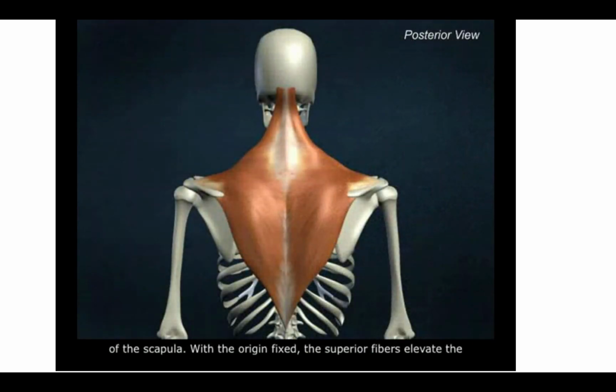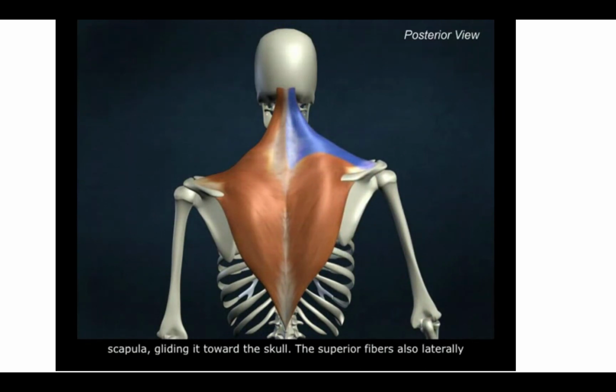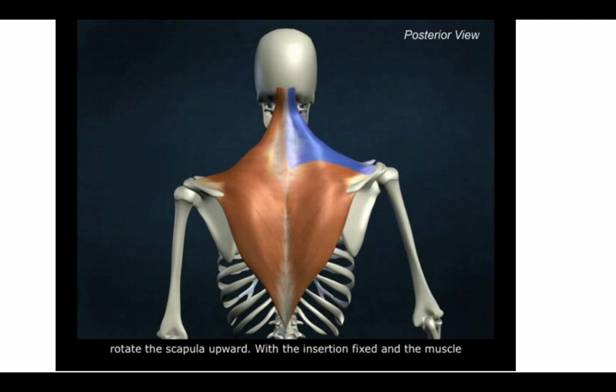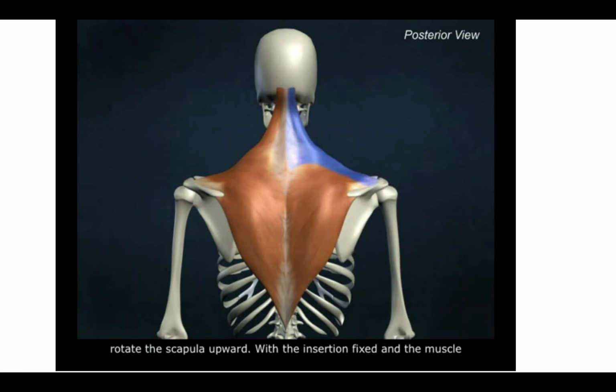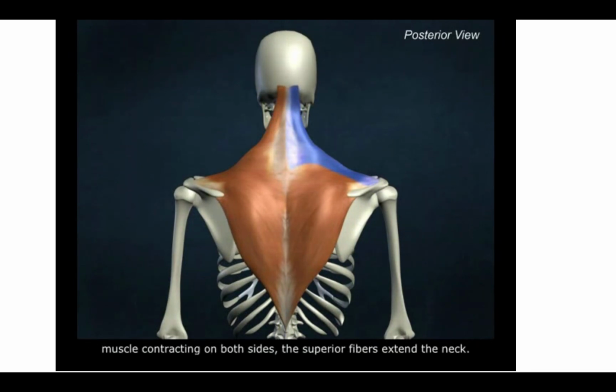With the origin fixed, the superior fibers elevate the scapula, gliding it toward the skull. The superior fibers also laterally rotate the scapula upward. With the insertion fixed and the muscle contracting on one side only, the superior fibers laterally flex and rotate the head and neck to the opposite side. With the insertion fixed and the muscle contracting on both sides, the superior fibers extend the neck. The superior fibers are innervated by the spinal accessory nerve.